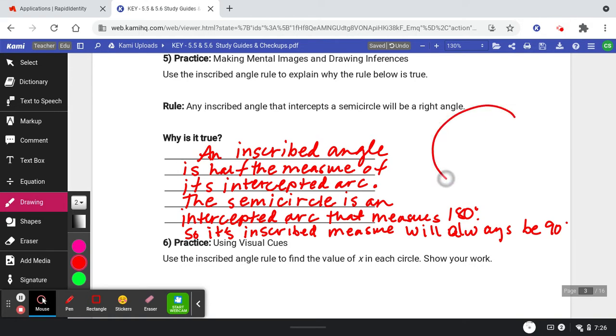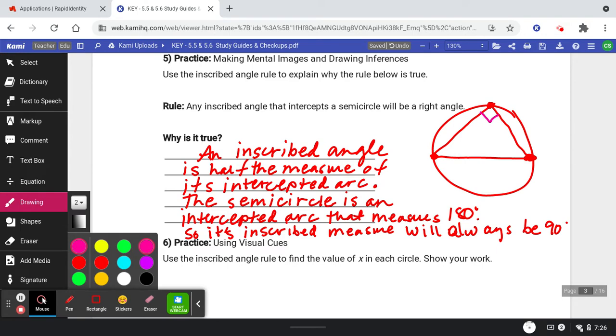So let's draw a picture of that. If you've got a semicircle, picture that you drew an inscribed angle that goes to the edge of the circle. This angle measure is always going to be 90 because the intercepted arc is 180, a semicircle. So half of 180 is 90. So that's when the inscribed angle is going to be a right angle: when it's intercepting a semicircle, a 180 measure.